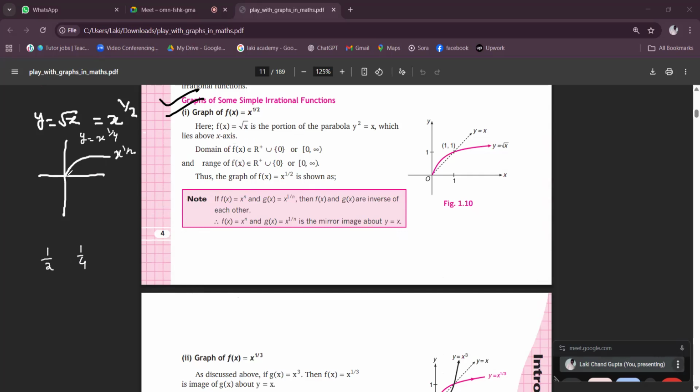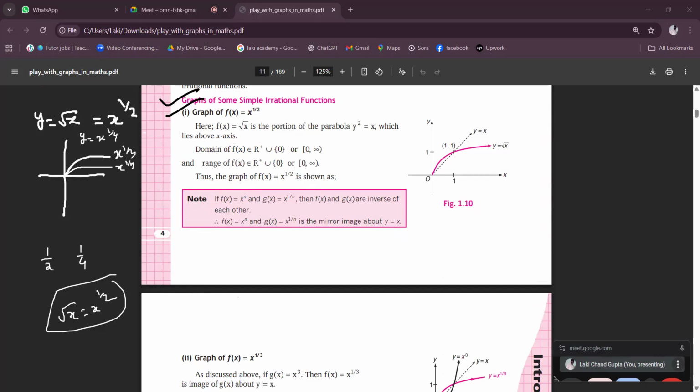Wait, is root x equal to x to the power of 1/2? Root x is x raised to half, right? If I ask you what is the graph of x raised to 1 over 4, then the graph looks like this.